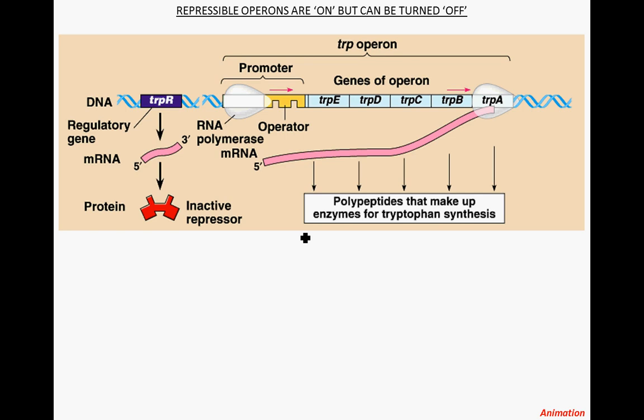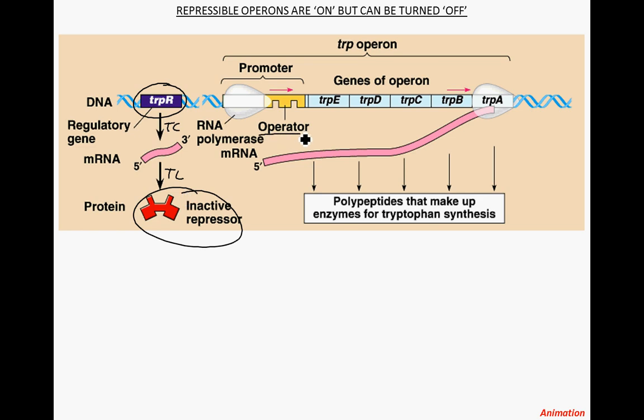So let's point out over here, here is our regulatory gene. This one is trpR, so when trpR is transcribed and the mRNA is translated, you get this inactive repressor protein. So this is the default. The expression of the regulatory gene yields an inactive repressor protein, which will then, of course, not be binding to the operator.